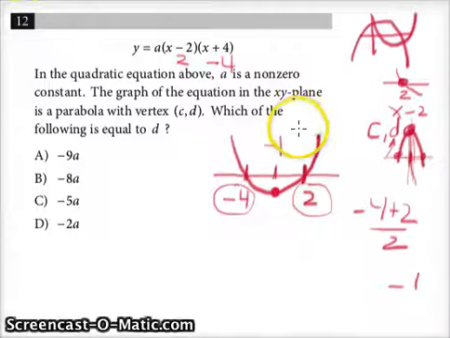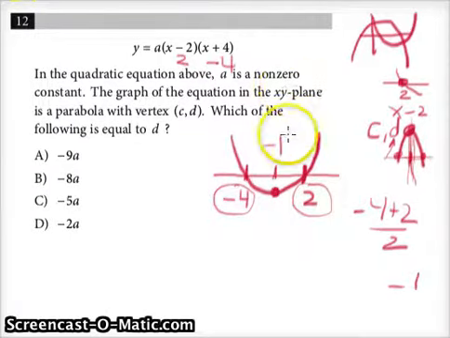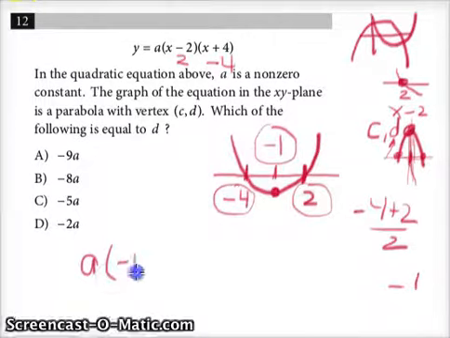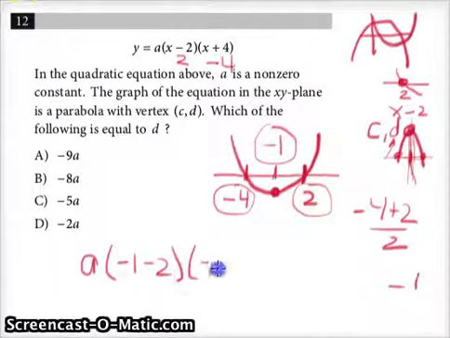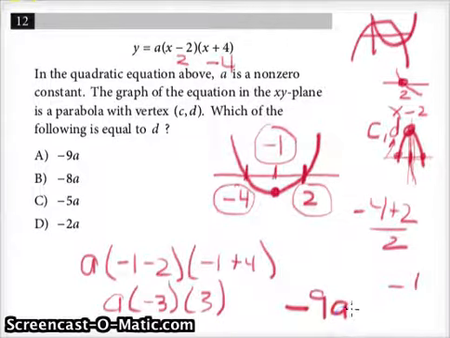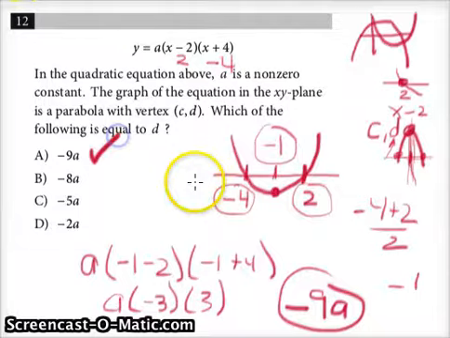Now what we're going to do is we realize that if we plug in negative 1, we should get the y, all right, which is d. So let's see. We got a, we don't know what a is, but we got negative 1 minus 2. And then I got negative 1 plus 4. So that's going to be a times negative 3 times 3. And what is that? That's negative 9a. Negative 9a would be the y value at c. So this is the answer we're looking for. Negative 9a right here, answer A. It's one way to work that problem.